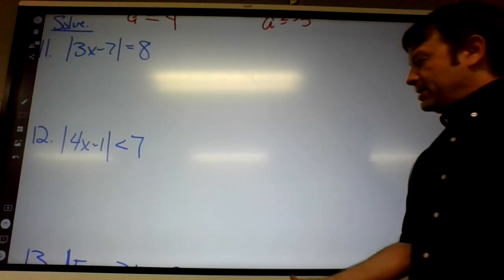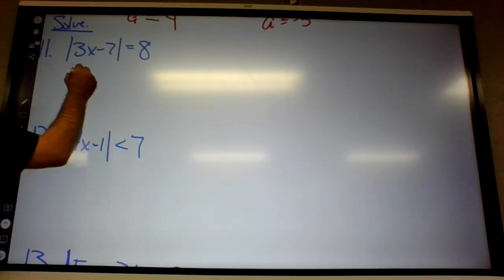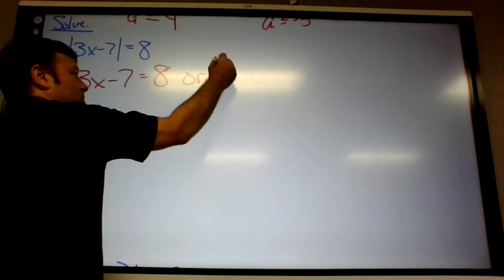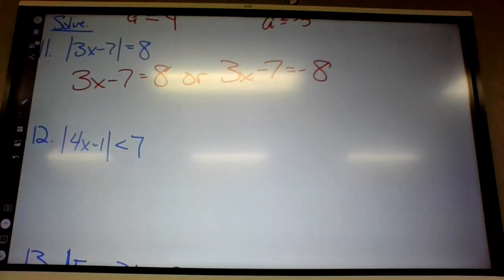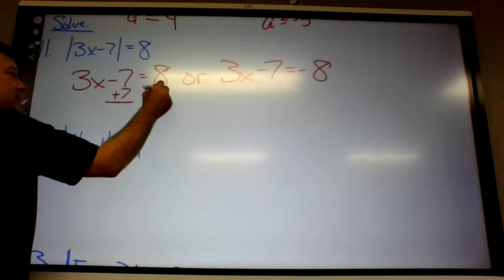All right. How does absolute value equals set up? It's an or statement. It could equal 8 or could equal -8. And you solve them separately.